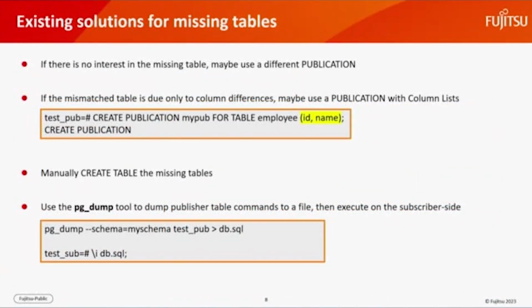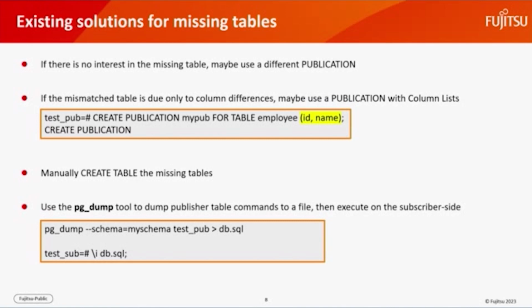So let's assume we've got some missing tables and we want to fix them. So what can we do currently? Well, the first thing to look for is maybe you don't even want that table, because if you subscribe to something like a for all tables publication, then you're going to get any table that arrives at the publisher, and it is going to cause a message to be sent to the subscriber.